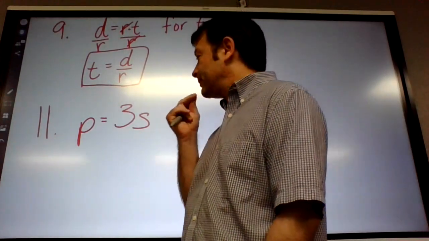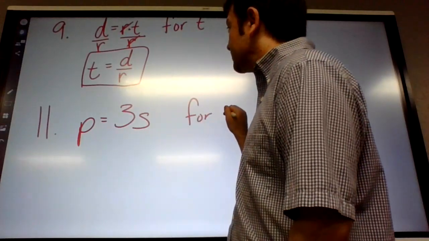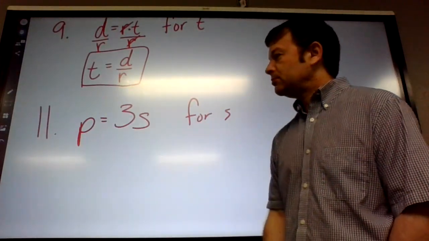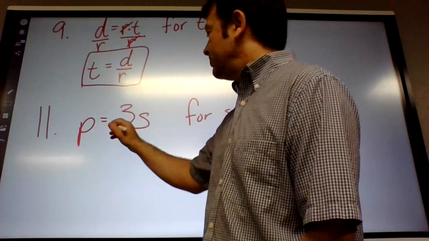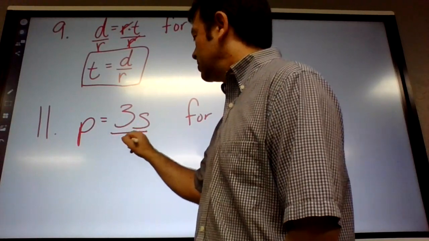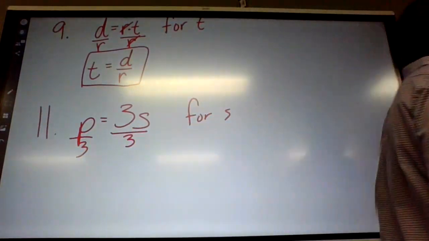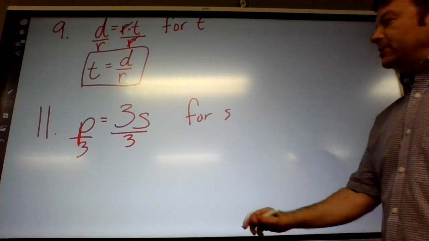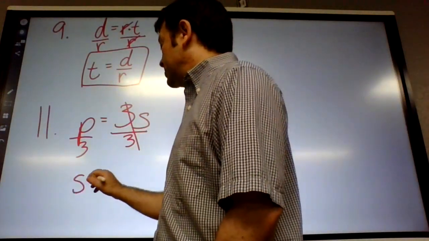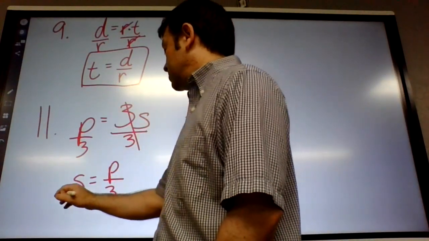AJ, what's our step for this one? We're solving for S. Divide by 3. That's quick. Okay, so divide by 3. Those go away. We get S equals P over 3.